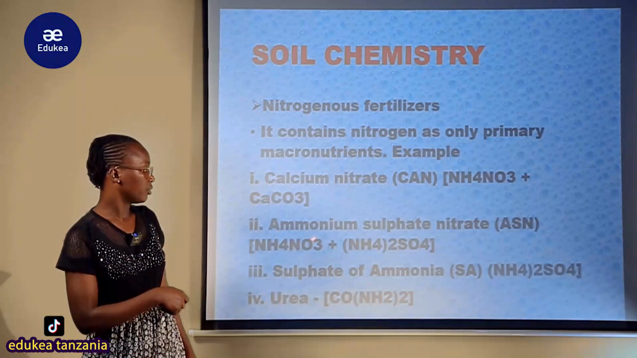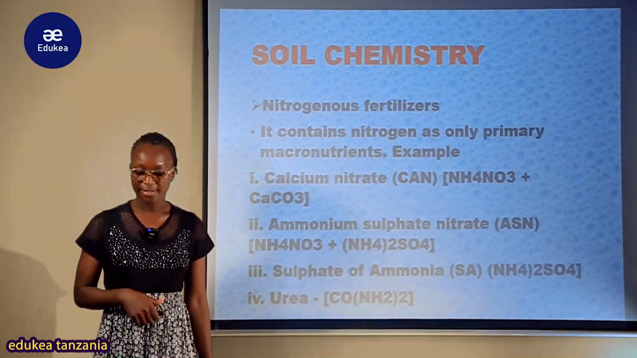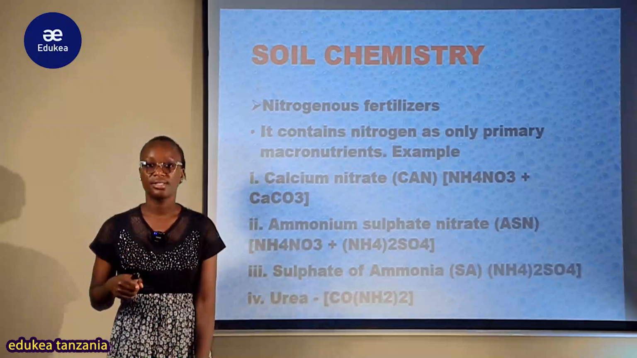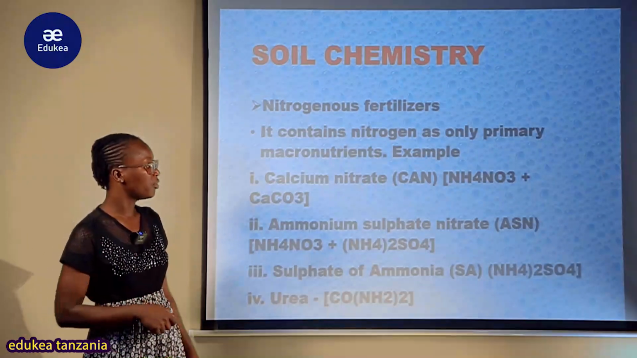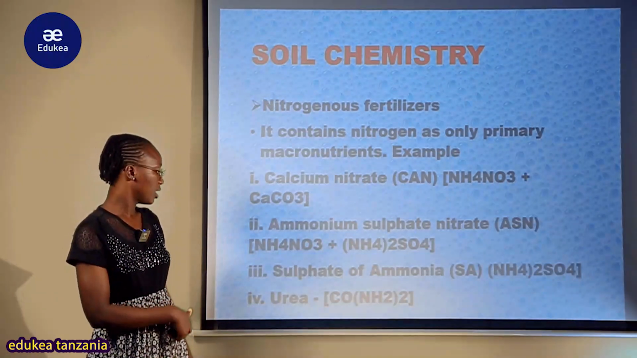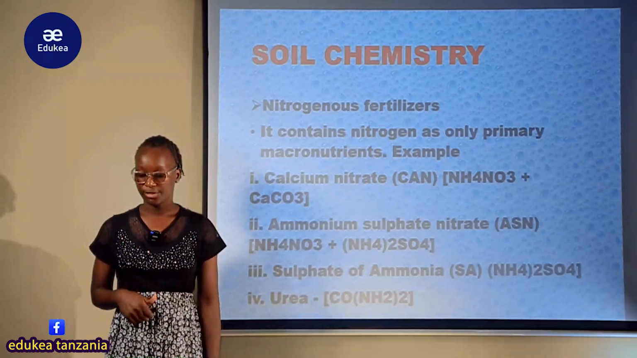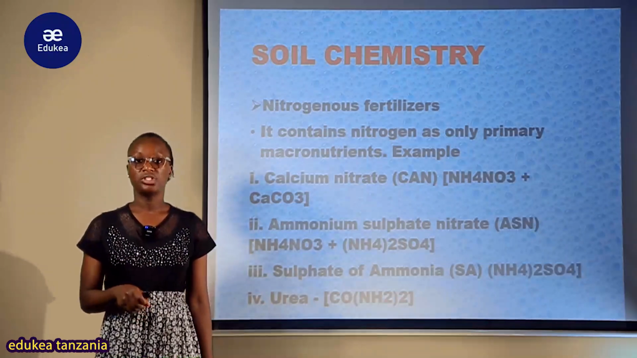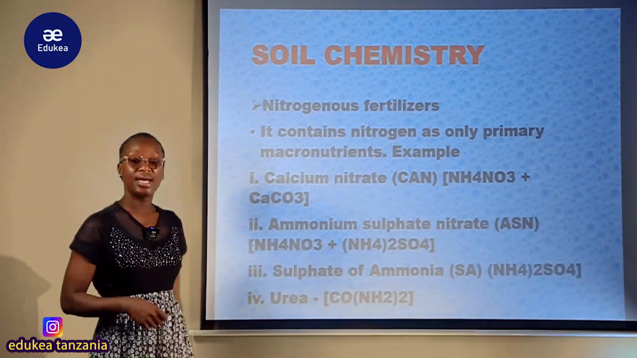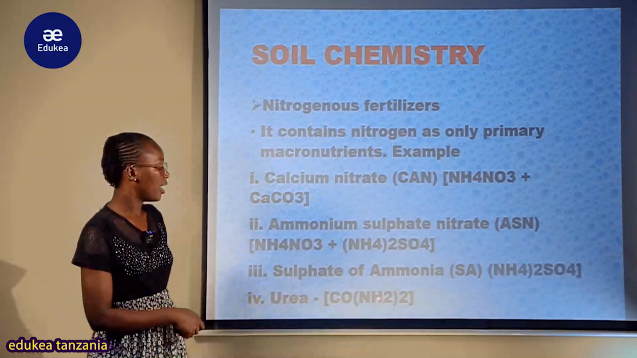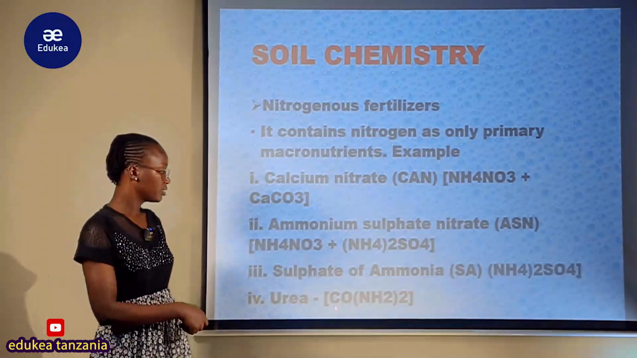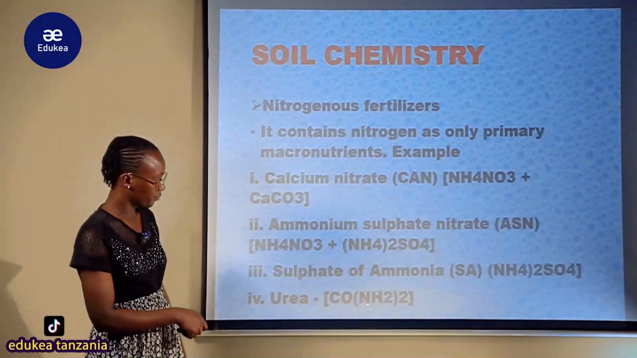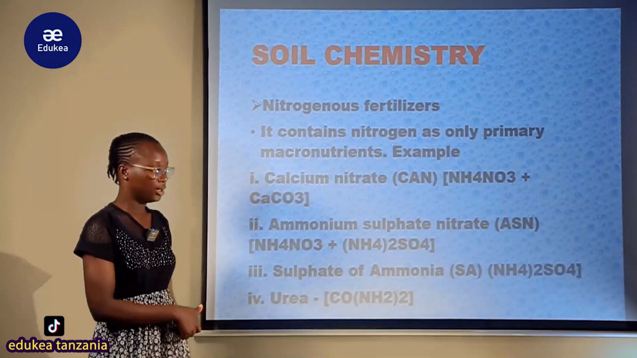Na chemical formula yake ndo hizi hapa. But also we have sulfate of ammonia, ammonium sulfate and so forth. This one is a sulfate of ammonia. But also we have another nitrogenous fertilizer, which is the urea. Urea is another nitrogenous fertilizer simply kwa sababu ana hizi. From this compound is where we can have the nitrogen there. So as you can see here, this one is the urea.